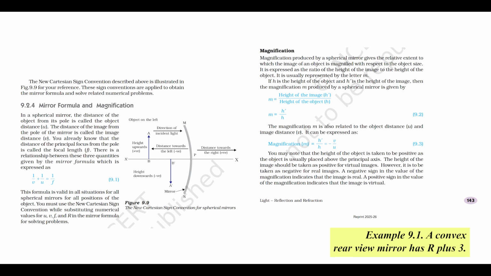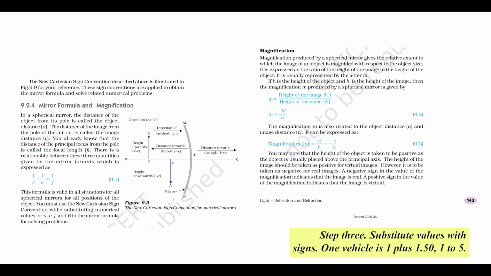Example 9.1. A convex rear view mirror has R equals plus 3.00 meters. A bus is at u equals minus 5.00 meters. Find v and the nature and size of the image. Okay, convex mirror, so R is positive, object distance u is always negative. Got it. Step 1. Find focal length, f. We know R equals 2f, so f is R/2, f equals plus 3.00 meters over 2, equals plus 1.50 meters. Positive f checks out for convex.